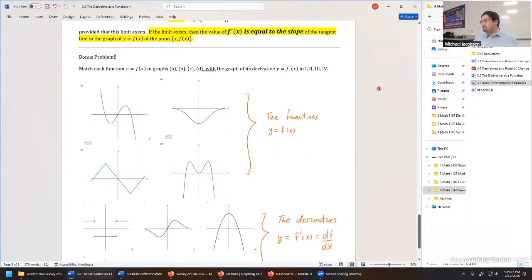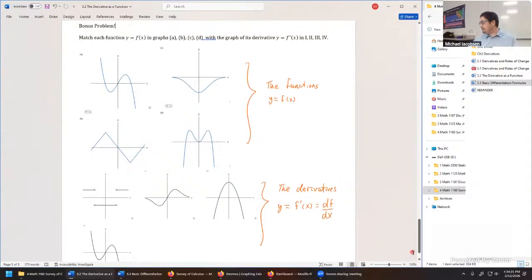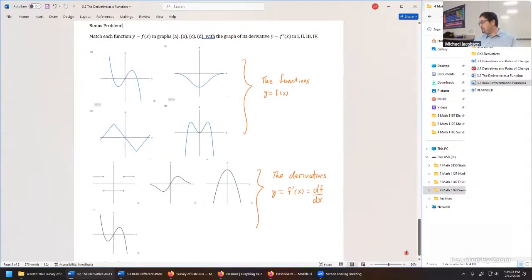You're going to need to get as much vertical space as possible. This one's kind of hard to fit on one page. Let's maybe go to 120% zoom. So the instructions are to match each of the 4 different functions. Here are the y equals f of x functions on the top.